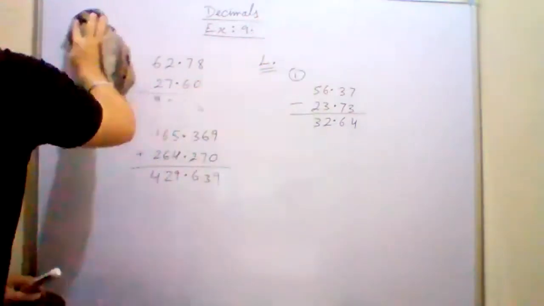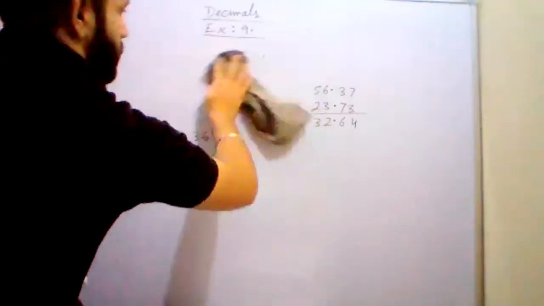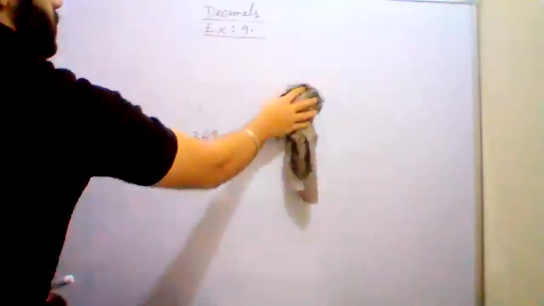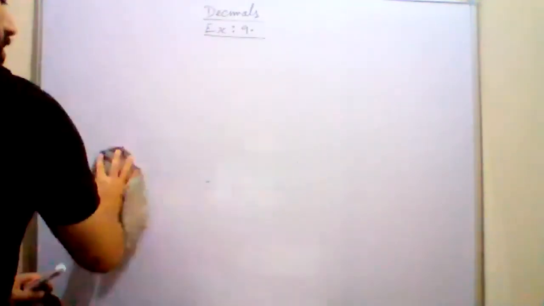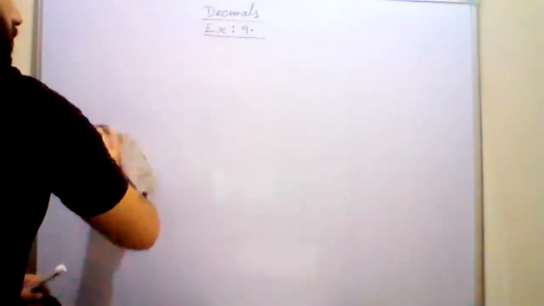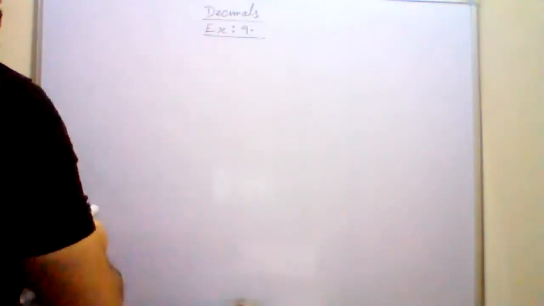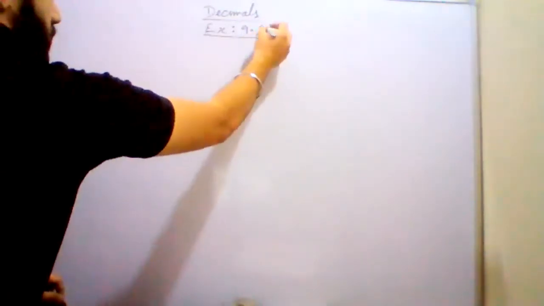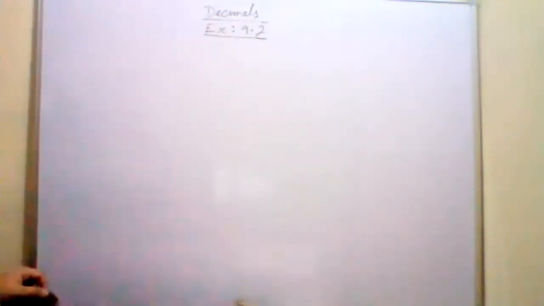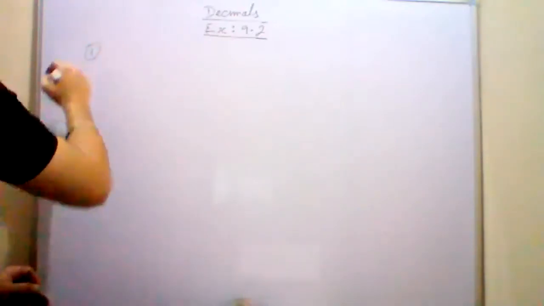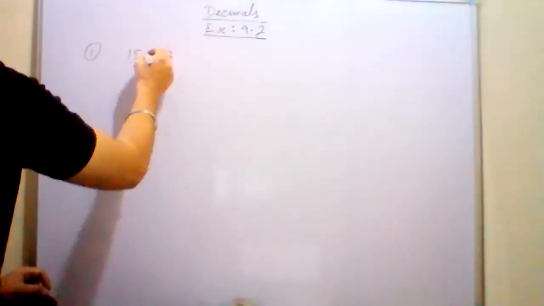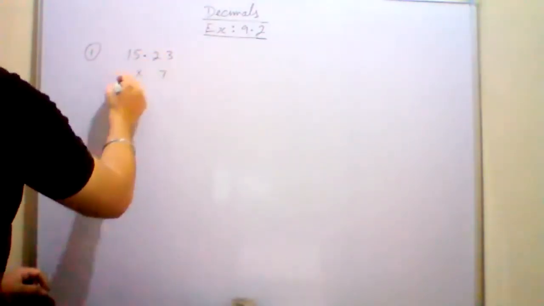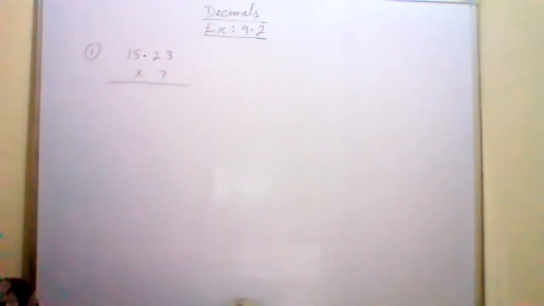Exercise 9.2. Here we are going to learn multiplication of decimal numbers. Very simple concept. Very easy to do the questions of multiplication. Look at the first one. First question: multiply 15.23 by 7. Now, all of you, pay attention.